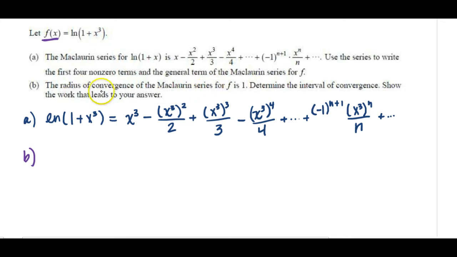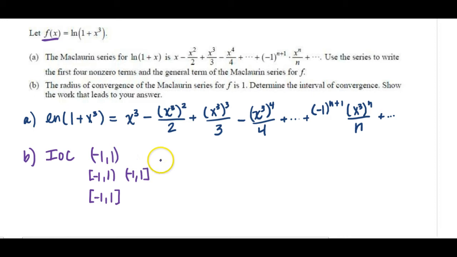So if the radius of convergence is 1, then our possibilities for the interval of convergence are negative 1 to 1, and we have open parentheses at the endpoints, or we can have closed parentheses on one side, so we can have a half open interval, so we can have the opposite happening, closed around 1, or we could include both endpoints.